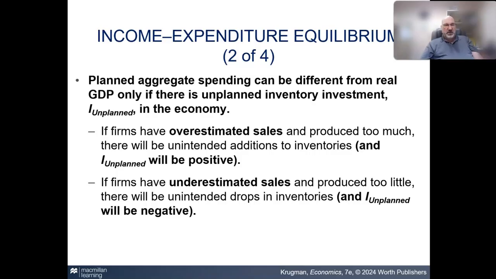So planned aggregate spending can be different from real GDP only if there's unplanned inventory investment in the economy. If firms have overestimated sales and produced too much, there'll be unintended additions to inventories, and unplanned investment will be positive. If firms have underestimated sales and produced too little, there will be unintended drops in inventories, and your unplanned investment will be negative. So this happens a bit.